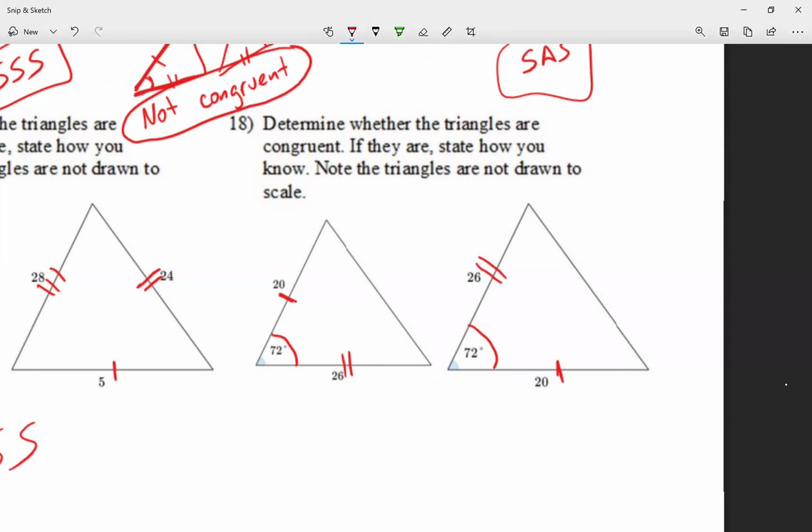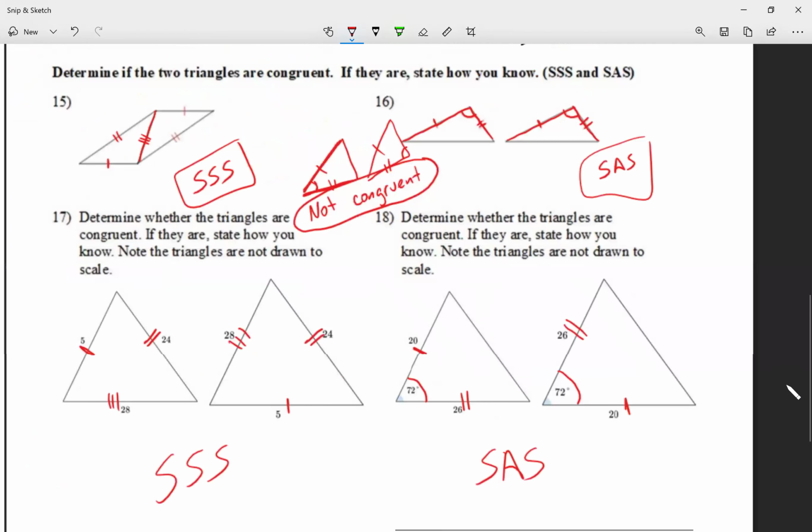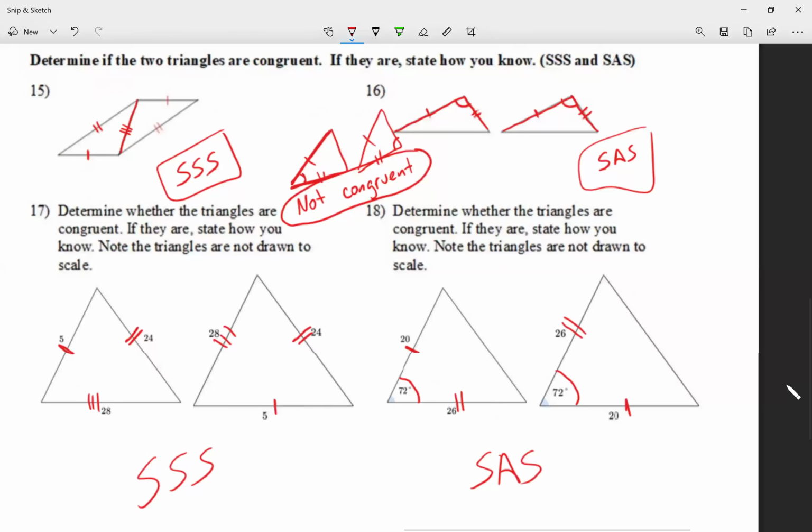It looks like in both triangles, I have two sides and the included angle. Isn't that two sides and the angle in between? Isn't that one of the rules that we saw? Side angle side. So in reality, questions 15 through 18 are the same thing. It's just that on 15 and 16, I marked it with slashes and arcs. On questions 17 and 18, I gave you numbers. It is the same thing though. In some cases you will run into not congruent, so make sure you do write not congruent.